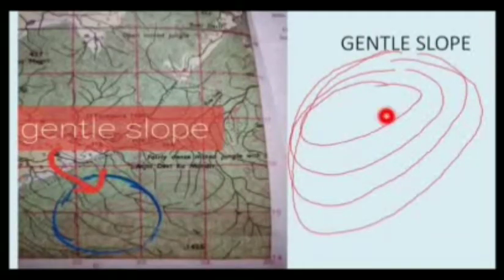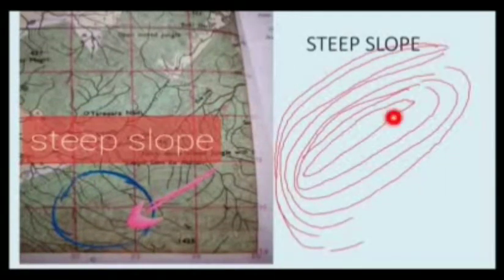Gentle slope. Gentle slope means here the contour intervals, the difference is more. Opposite to that, it is very near. So if it is given far apart, it will be a gentle slope. Steep slope. Here the contour lines are very compact, near to each other, interval is very less. So this type of feature shows the steep slope.